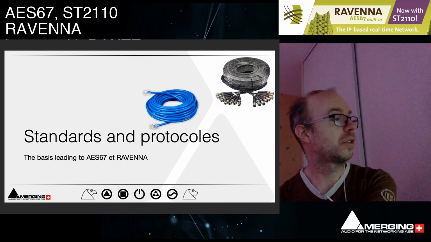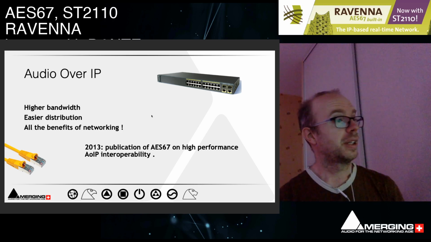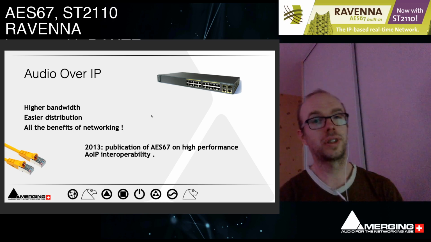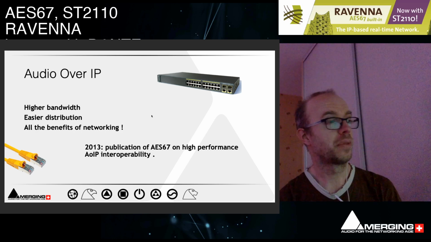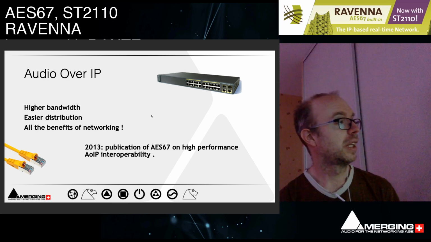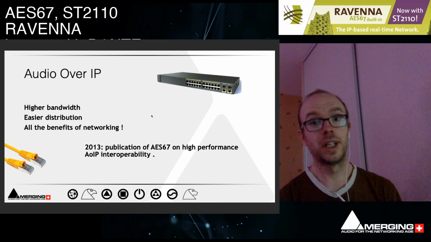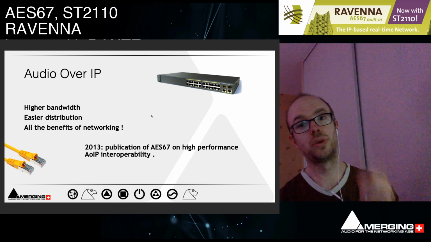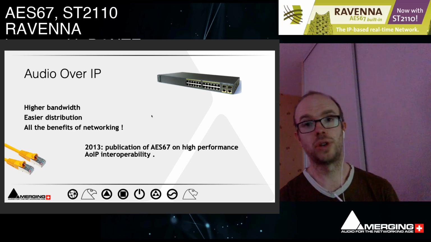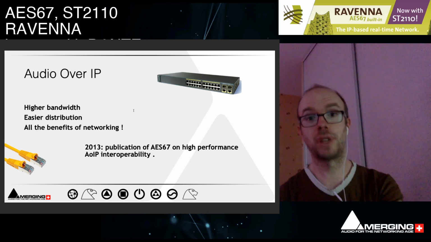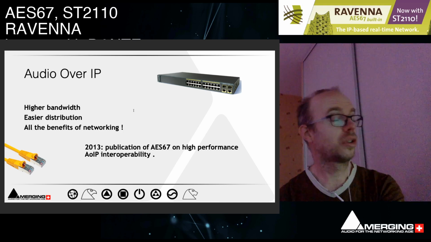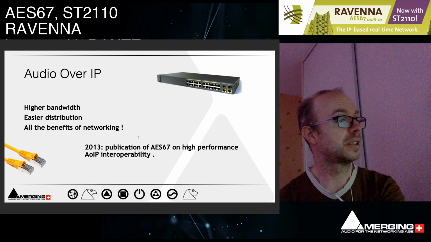So first, let's talk about standards and protocols. So audio over IP has been there for a long time now, for almost 20 years. It started with audio over Ethernet, and most of you may know already Ethersound or CobraNet. And from the beginning, the benefit was a higher bandwidth and an easier distribution using the network. So instead of having the big multicores that you would run for tens of meters and that would eventually break, with a lot of copper wires, you are just using one Ethernet wire that costs almost nothing. And of course, the problem was that every manufacturer came up with its own standard, with its own protocol. So in 2013, the AES67 was published.